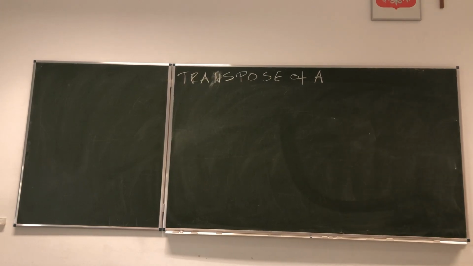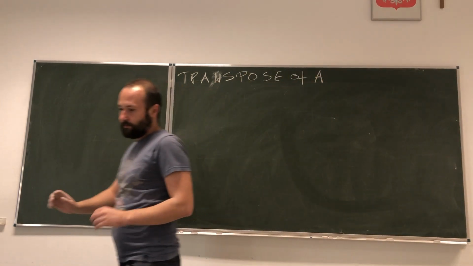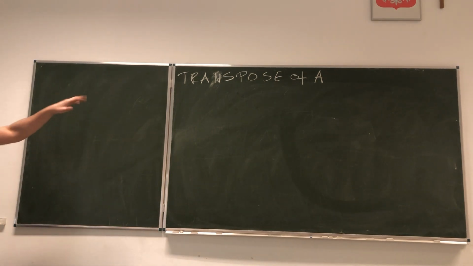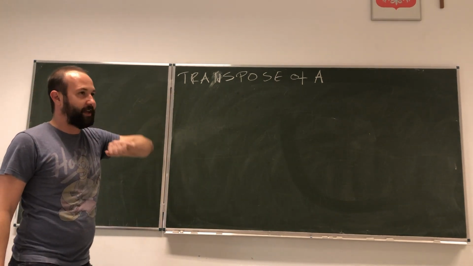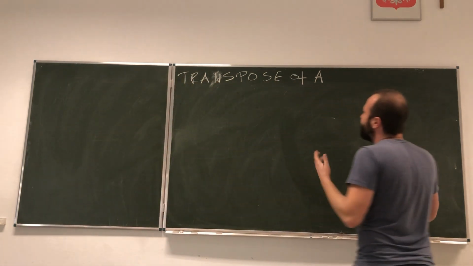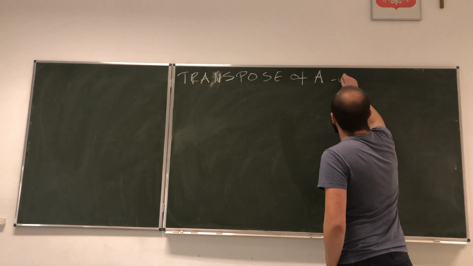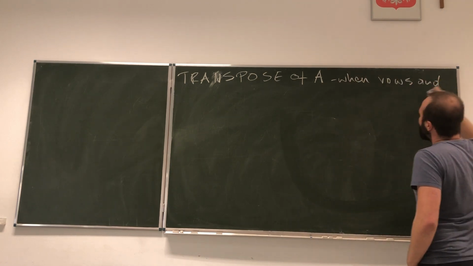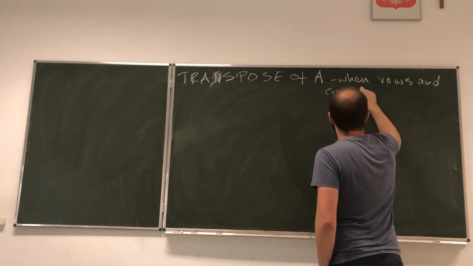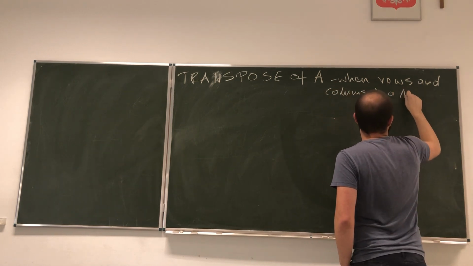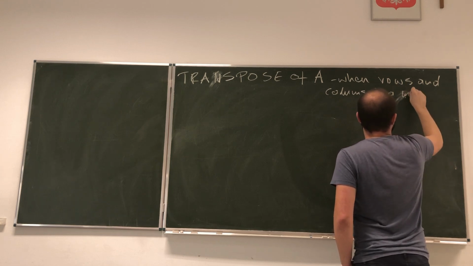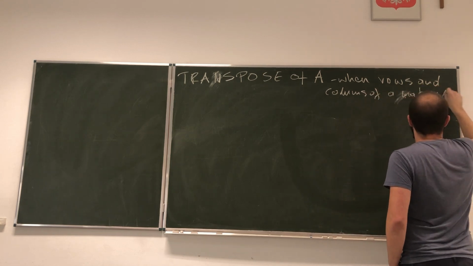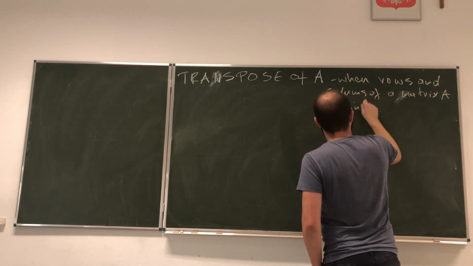Hi. In this video, we are going to deal with transposes and inverses of some matrix A. Okay, so let's just start with what is a transpose of A. We get the transpose of A when rows and columns of a matrix A are interchanged.